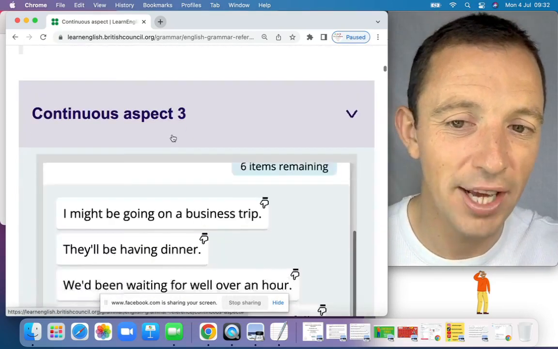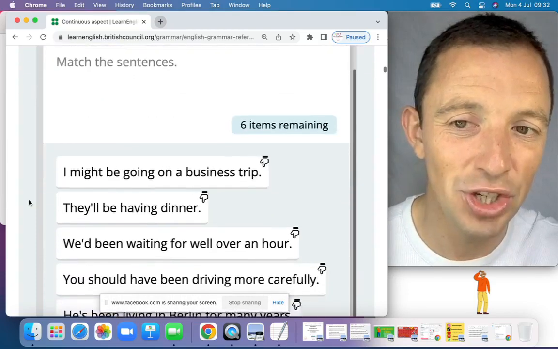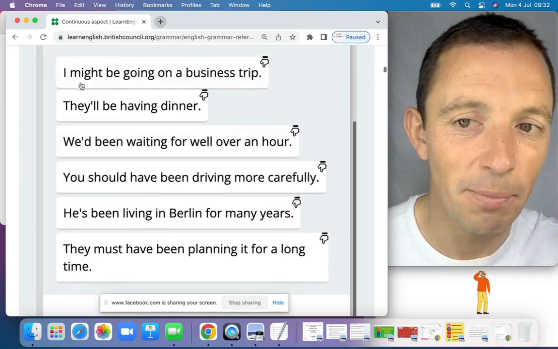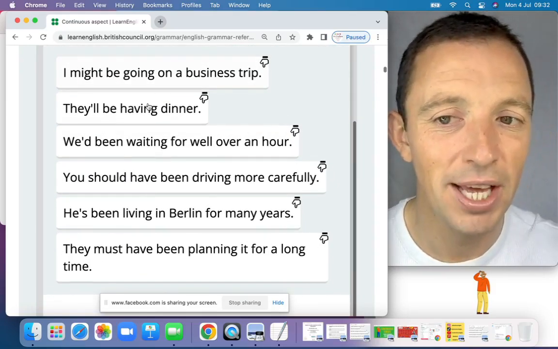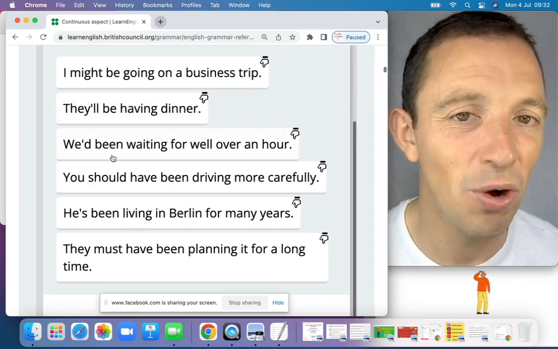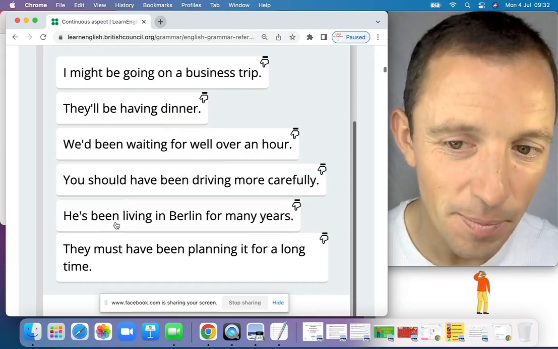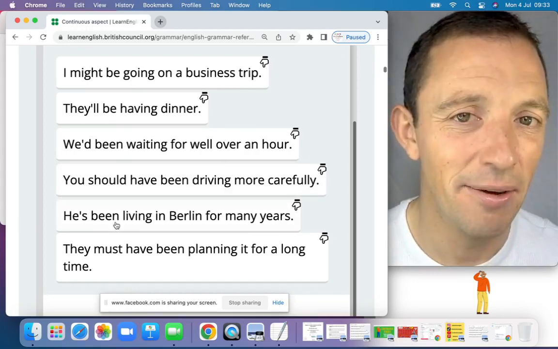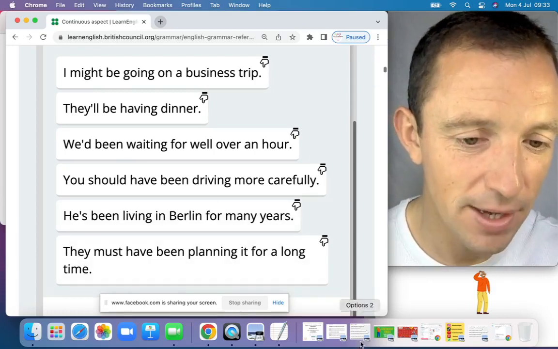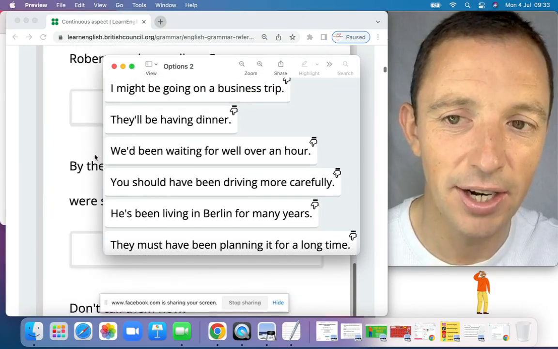Now let us try the exercises. The job is to match the sentences. And we have: I might be going on a business trip. They will be having dinner. We had been waiting for well over an hour. You should have been driving more carefully. He has been living in Berlin for many years. They must have been planning it for a long time. And you can see the options here, and the questions are here as we can see.